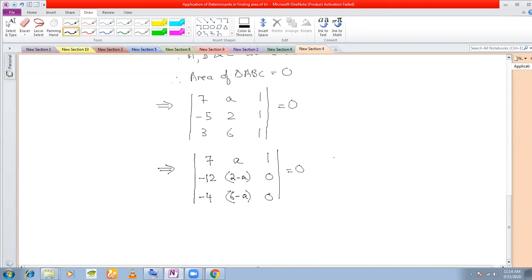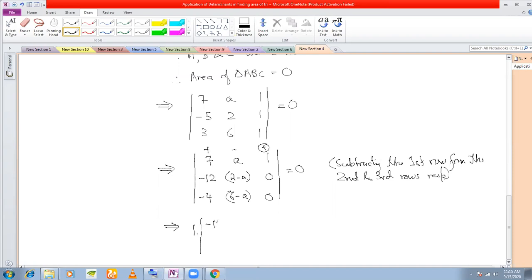Okay, so right here subtracting the first row from the second and third rows respectively. Okay, so now I expand by first column. This is your plus position, minus position, and this is your plus position. So plus 1, 1 into minor, minus 12, 2 minus A, minus 4, 6 minus A, equal to 0.